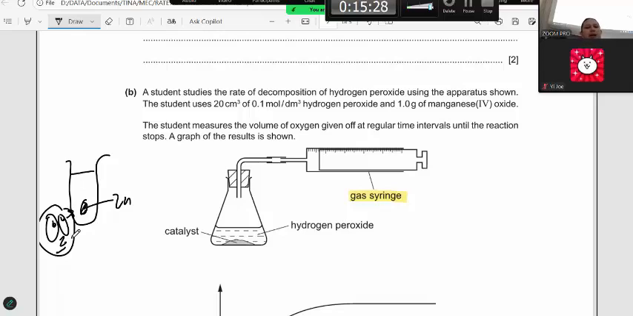Another problem is, okay, I look at the bubbles. I count how many bubbles. So they always say I count bubbles. Then you must say it's inaccurate because some of the bubbles are big, some of the bubbles are small. Some of the bubbles burst before you count them. So the most accurate way of measuring is using a gas syringe.